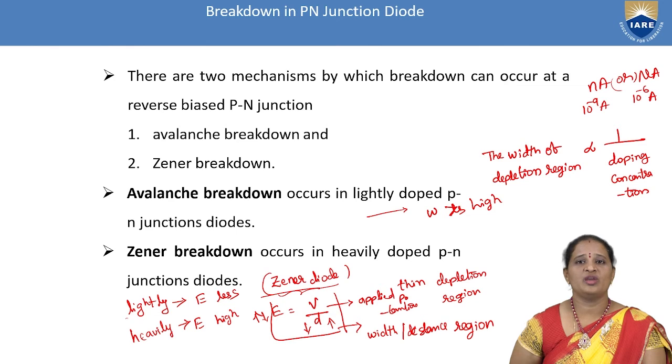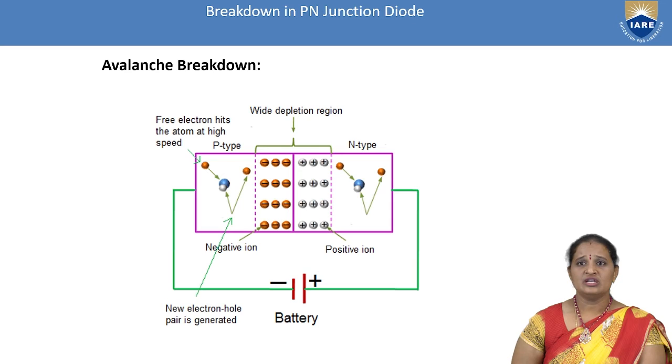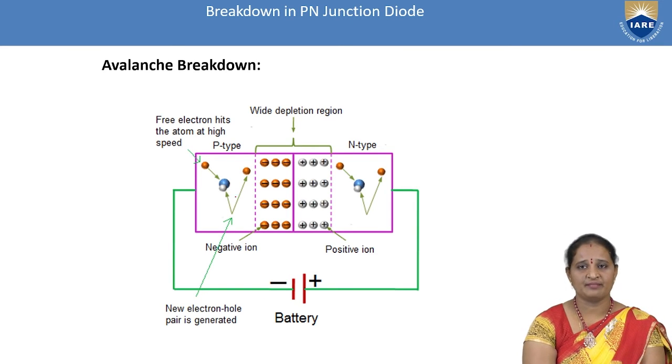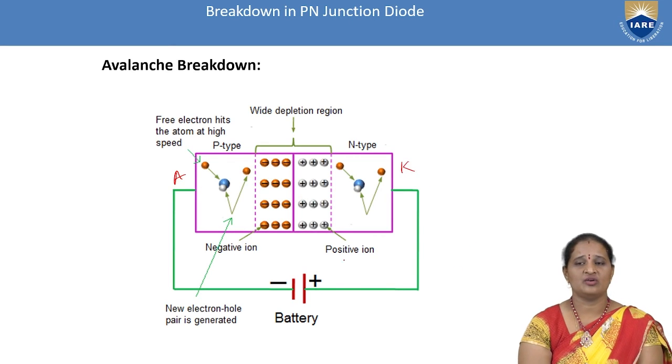Now let us see what we mean by avalanche breakdown and what we mean by Zener breakdown. Here, this is a PN junction diode which is reverse biased. How can I say that this is reverse biased? The negative terminal of the battery is connected to the P-type material, which is the anode, and the positive terminal of the battery is connected to the cathode of the diode, that is the N-type region, which makes the diode reverse biased.